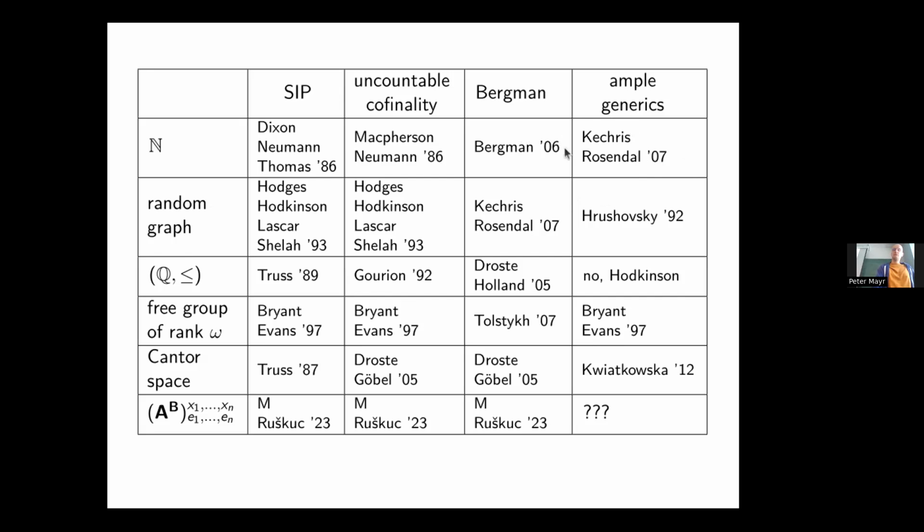So, of course, their result that the symmetric group has ample generics implies all the previous ones. The random graph has all these nice properties. Maybe it's worthwhile to point out that if you take the rationals with less than or equals, the dense linear order, it has small index property, uncountable cofinality, and the Bergman property, but it does not have ample generics. It's missing a generic. It has a generic element for G acting on itself, but not for G acting on G squared.